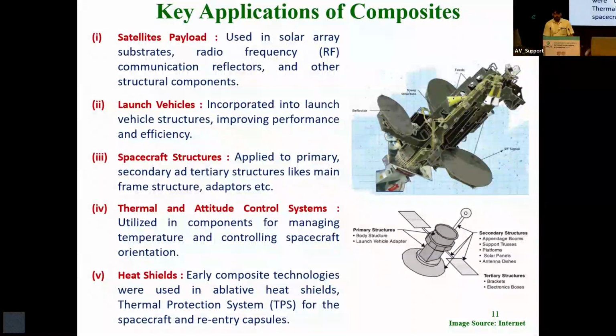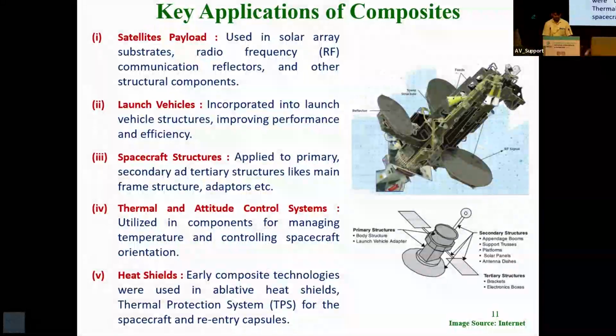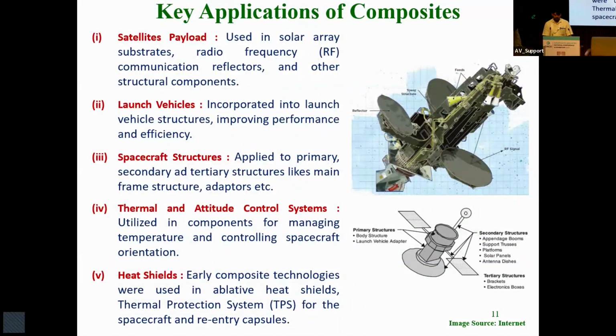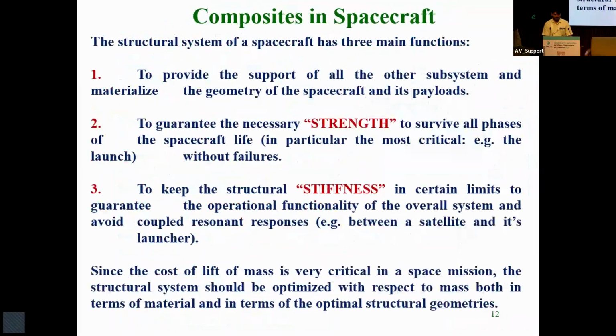But we have to see the specific requirements of the launch vehicle, and we are slowly converting all components in the launch vehicle also to composites to save mass and to increase payload capacity. For the spacecraft, it is highly required that mass should be as minimum as possible and specific strength as high as possible. For thermal and attitude control, because it has to work almost 10 to 15 years in the orbit, it has to be thermally stable. Heat shield: in early composite technology, we used heat shields to protect our payload from the heat while going into space.